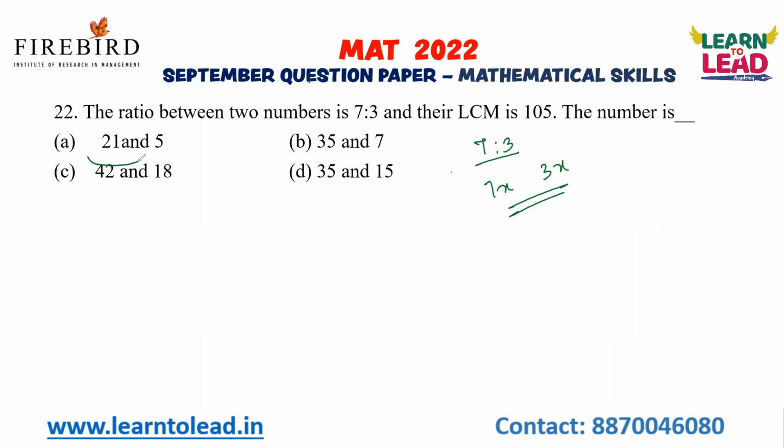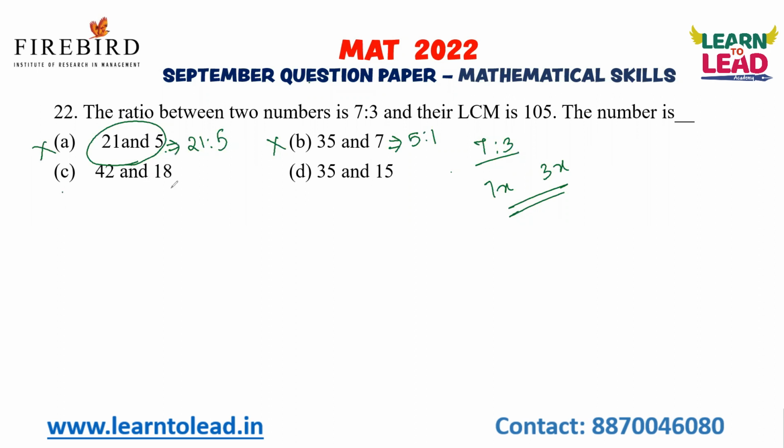See, if I take the pair 21 and 5, 5 is a prime number. You cannot divide 5 by any other value. So 21 to 5 is the ratio. So option A is not my answer. If I take the pair 35 and 7, 5 is to 1 is the ratio. So this is also not the answer.